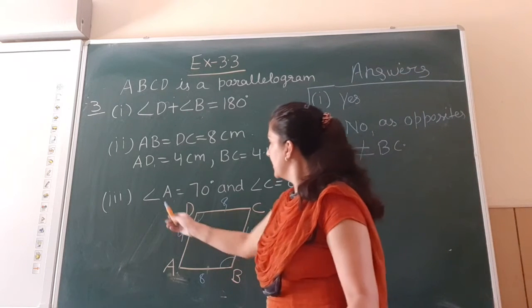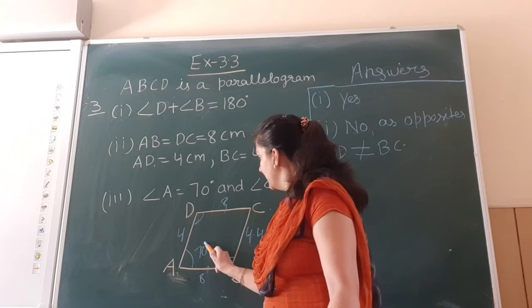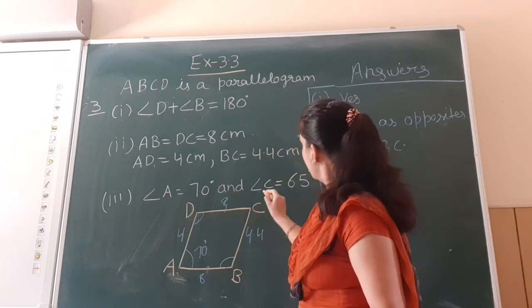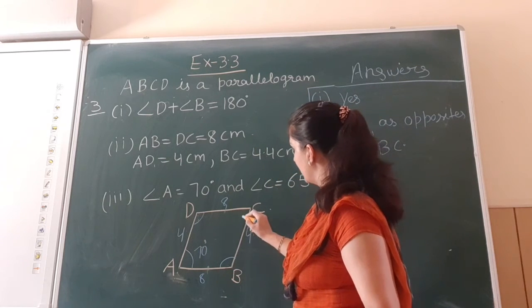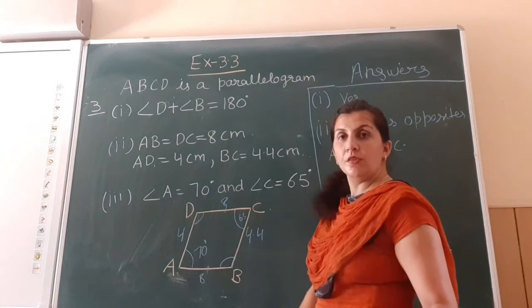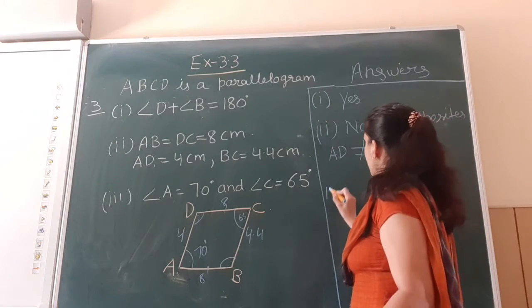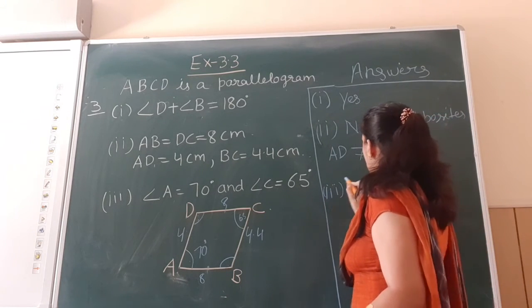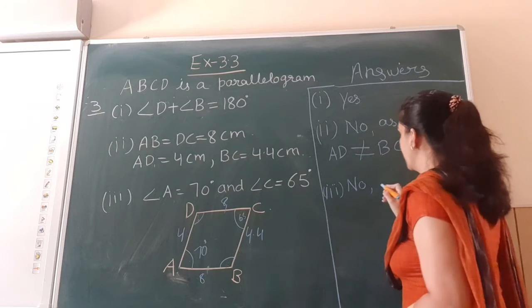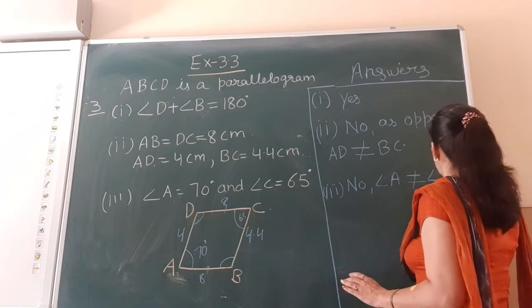Next comes the third condition. Angle A is equal to 70. They say this angle is 70 degrees and angle C is equal to 65 degrees. Is it possible that the opposite angles are different? No. In a parallelogram, opposite angles are equal. Angle A is not equal to angle C.